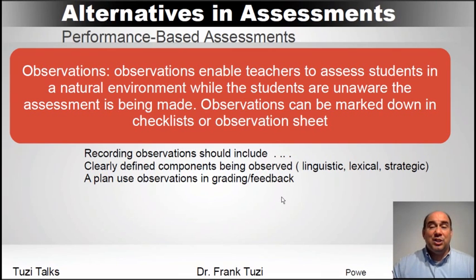Observations enable teachers to assess students in a natural environment while the students are unaware of the assessment being made. Observations can be marked down on a checklist or put on a sheet. Recording observations should include clearly defined components that are being observed, whether it's a grammar use or often used phrase, or a lexical item, or a learning strategy. You can check these things off. Yes, they're doing this. They're learning this. And you ought to have it clearly defined, especially if it's stuff that you're actually doing in class.